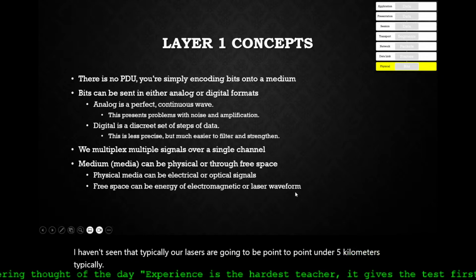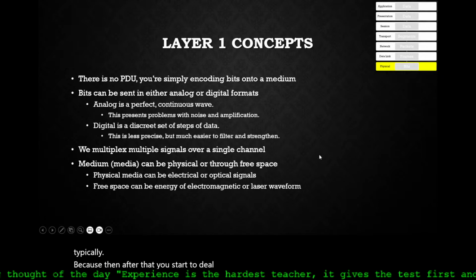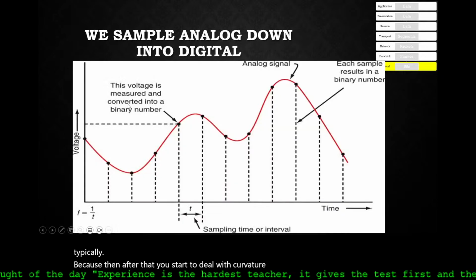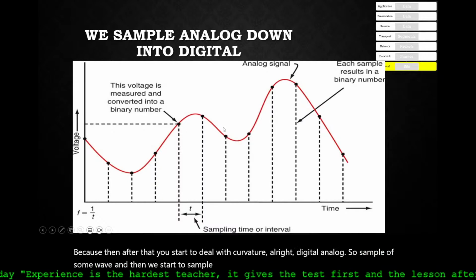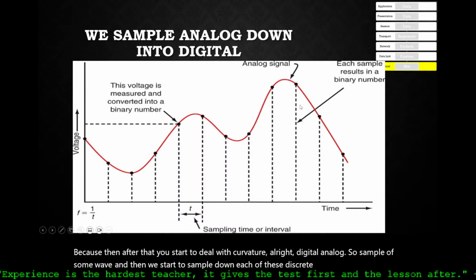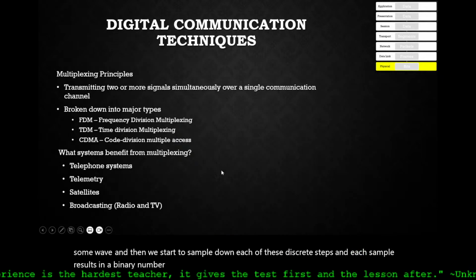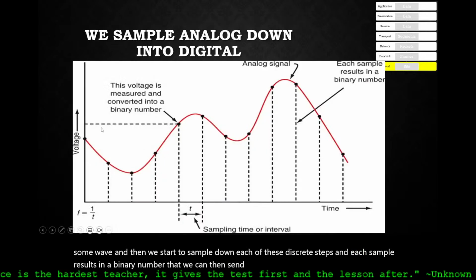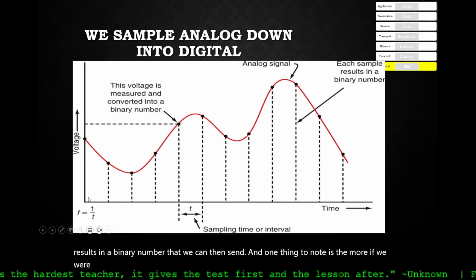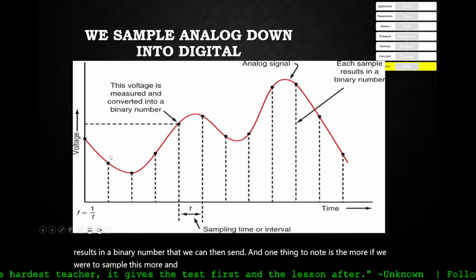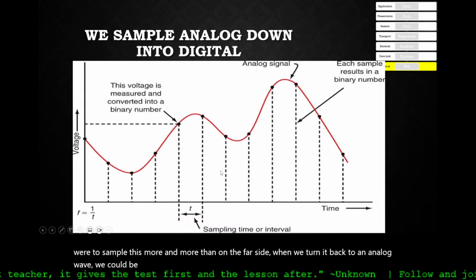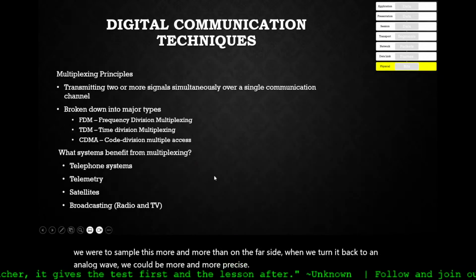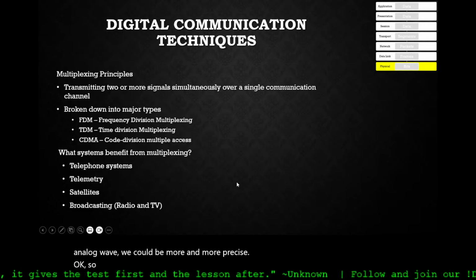Because then after that, you start to deal with curvature. All right. Digital to analog, so sample of some wave, and then we start to sample down each of these discrete steps, and each sample results in a binary number that we can then send. And one thing to note is, if we were to sample this more and more, then on the far side, when we turn it back to an analog wave, we could be more and more precise. Okay? So, multiplexing principles, it's important to know.